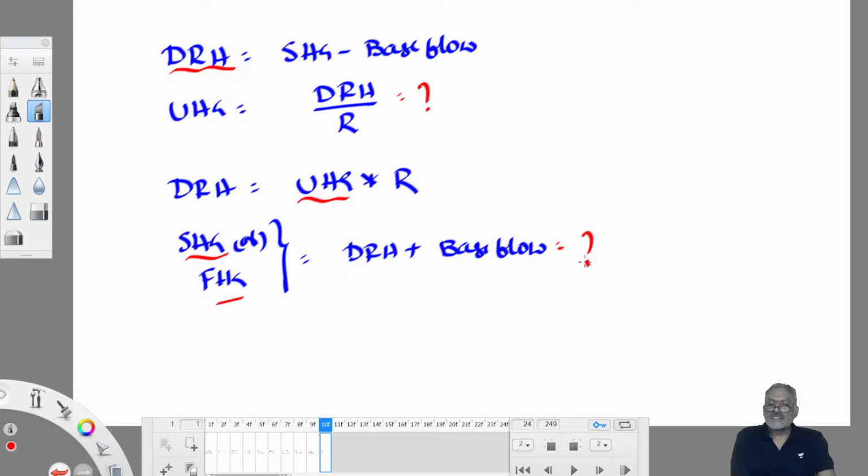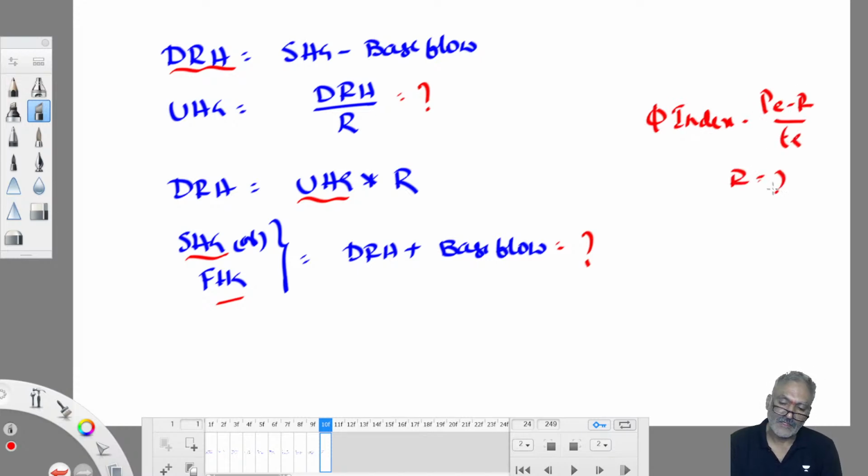So this much idea is more than sufficient. In between, the link is R. So how to work out that R? Sometimes to find out R, we require the direct runoff hydrograph. Sometimes you require the phi index or W index. If that is given, you can find out the R value by using the phi index. Phi index is equal to (PE minus R) by TE. So from this you can find out R.